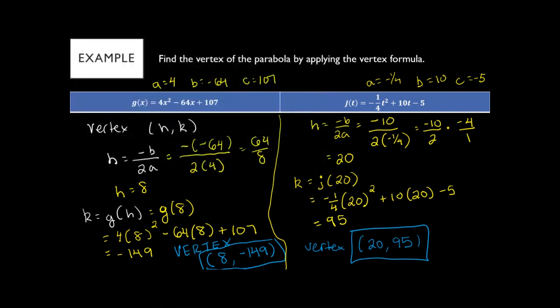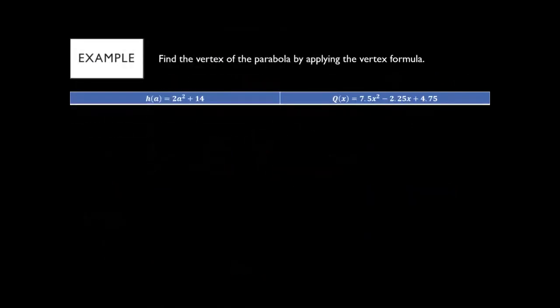Okay. All right, so 2 more examples here, and then I've got a whole bunch of word problems, because those are really where you're going to be using the formula, where it's going to make sense. So on the left here, we have h of a equals 2a squared plus 14. So in this case, we don't have a middle term. There's no middle here. There's no a.